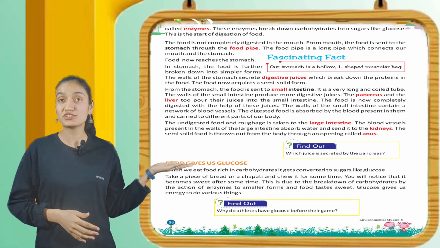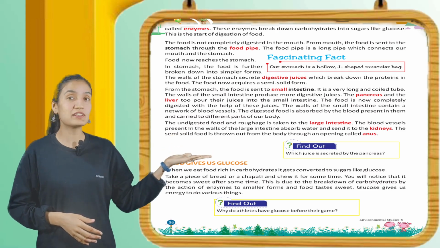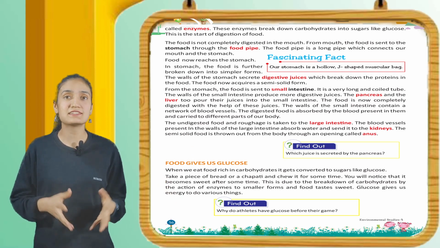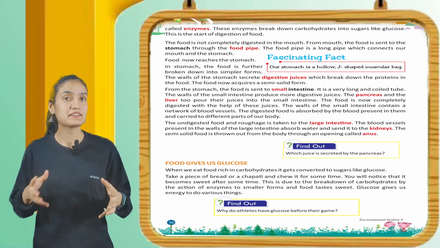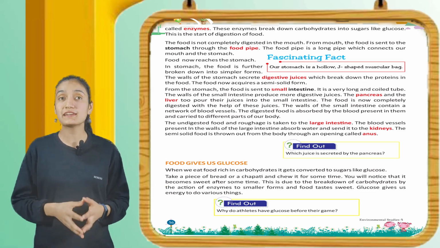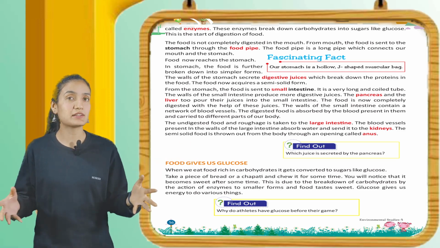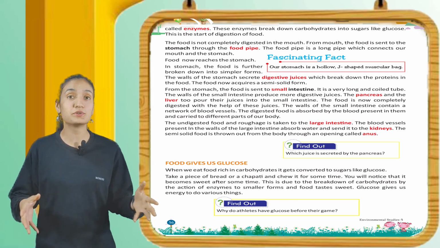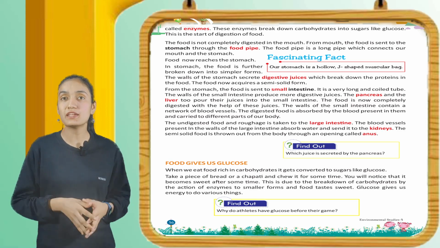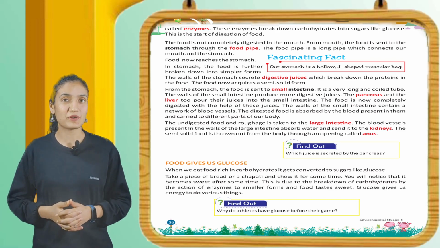Here you can see the digestion of food through stomach, liver, large intestine, small intestine, appendix and rectum. The food is not completely digested in the mouth. From mouth, the food is sent to the stomach through the food pipe. The food pipe is a long pipe which connects our mouth and the stomach. Food now reaches the stomach. In stomach, the food is further broken down into simpler forms. The walls of the stomach secrete digestive juices which break down the proteins in the food. The food now acquires a semi-solid form.